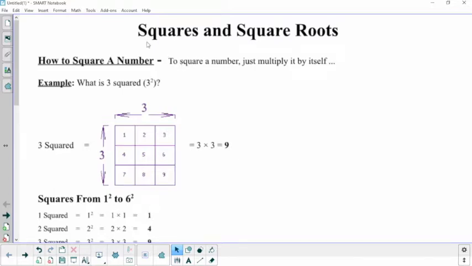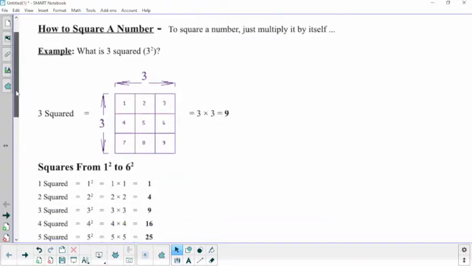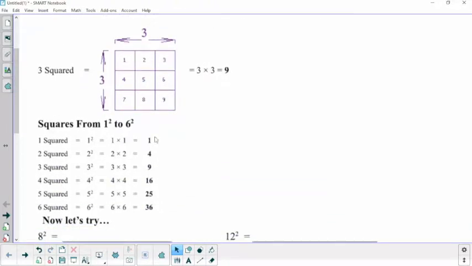Okay, perfect squares and square roots. Squaring a number, just multiply it by itself. So 3 squared, 3 to the second power, is 3 times 3, 9. So 1 squared is 1 times 1. We can add in another perfect square. We've got 0 squared, which is just 0, 0 times 0.